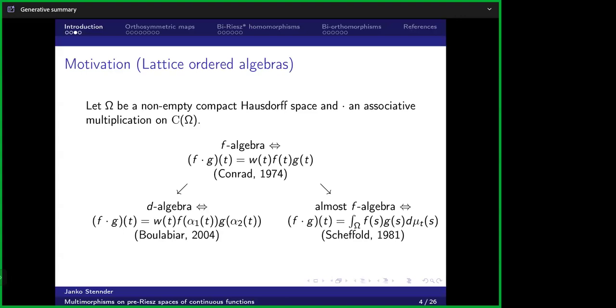And the almost f-algebra case is a little bit different. It looks weird in the beginning because the product evaluated at any point is given by an integral with respect to some measure which is dependent on the argument. So for every multiplication you basically get a family of positive measures that this multiplication can be given by. So both representations are already quite old, and now my question is, how can this be generalized to the basis of continuous functions which are not lattices?